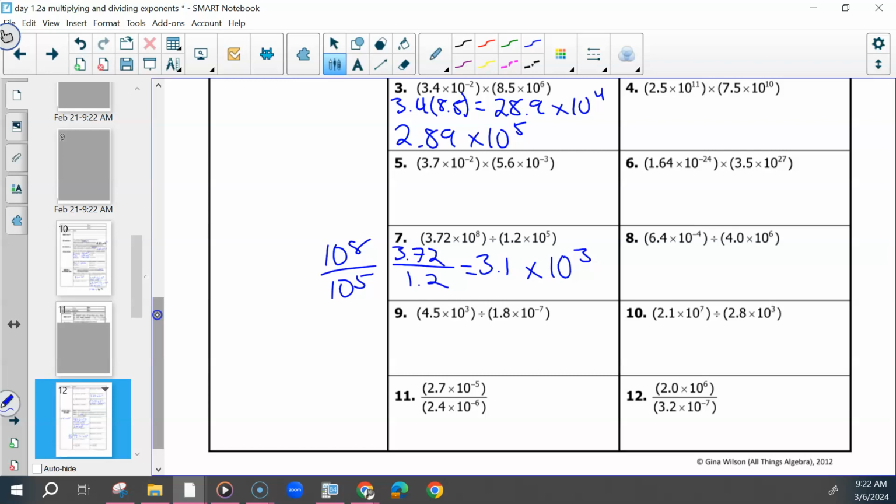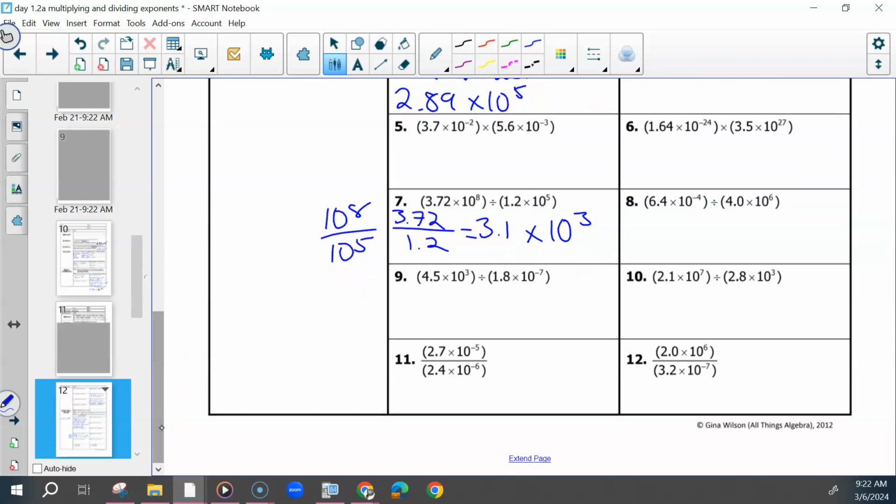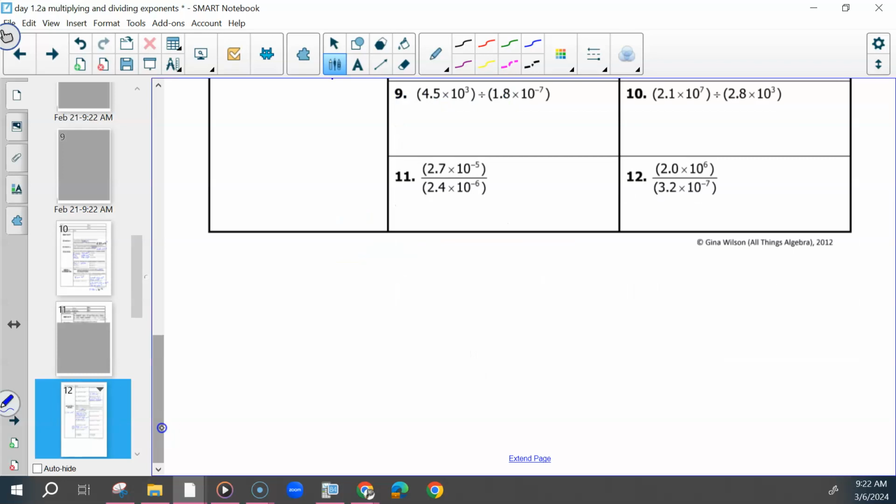We'll do one more together, and any you guys want to see, and then we'll switch gears. I think number 10 has one where we have to change it, so let's do that one. So 2.1 over 2.8 is .75, and if we're subtracting the exponents, that would give us an exponent of 4. But this is not in actual scientific notation because the decimal place is not between a number between 1 and 10. So we have to move it to the right. And because we're moving it to the right, the new exponent would be 3.